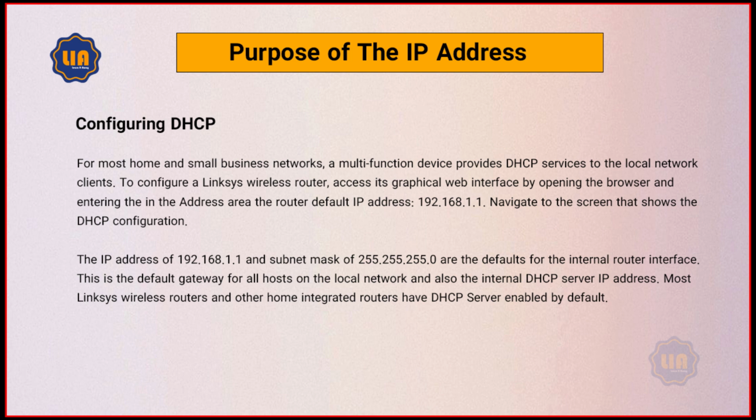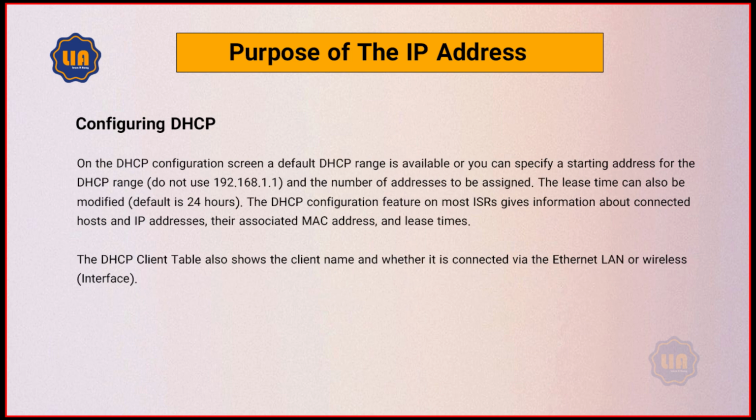This is the default gateway for all hosts on the local network and also the internal DHCP server IP address. Most Linksys wireless routers and other home integrated routers have DHCP server enabled by default. On the DHCP configuration screen, a default DHCP range is available, or you can specify a starting address for the DHCP range. Do not use 192.168.1.1, and specify the number of addresses to be assigned.